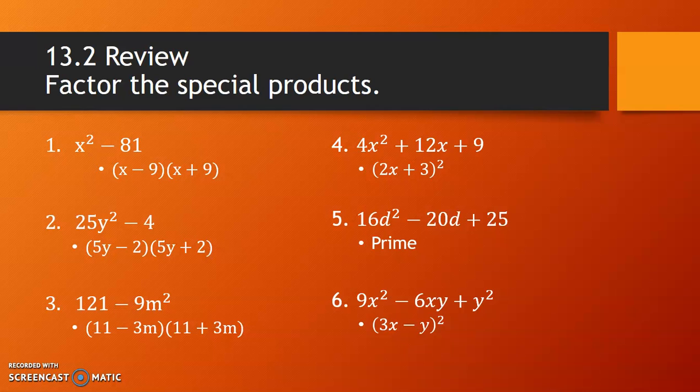Now for those last three, 4, 5, and 6, to determine the sign that you put in the middle, you look at the sign in front of that middle term. So for number 4, it says plus 12x, so that's why I put a plus sign in between 2x and 3. For 6, you have a minus sign in front of 6xy, so you put a minus sign in between 3x and y.